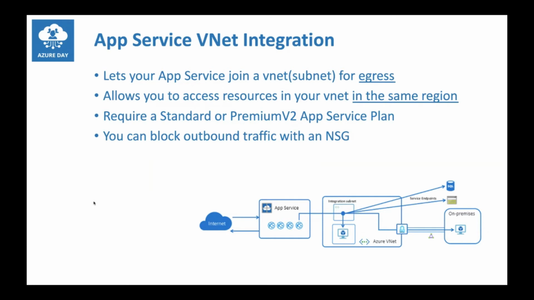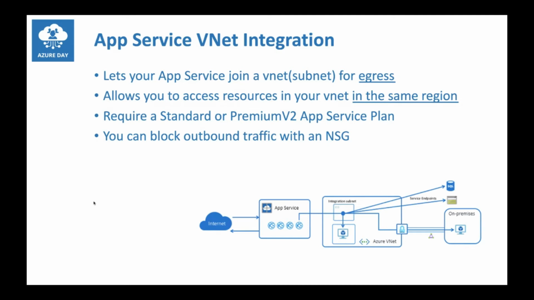And because you then have your app service in your virtual network, it allows you to block outgoing traffic using a network security group. So you could also make sure that your app service, your API, isn't allowed to connect to anything else than this particular database.